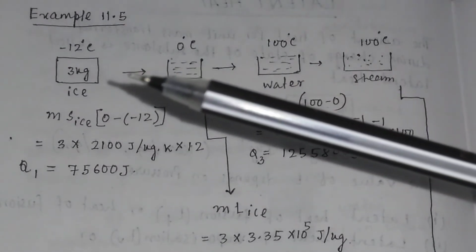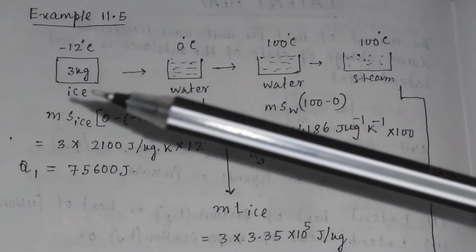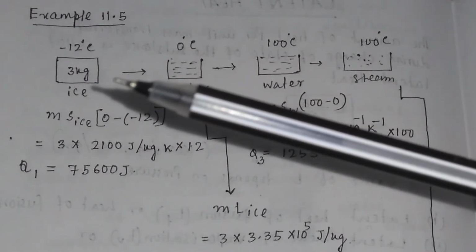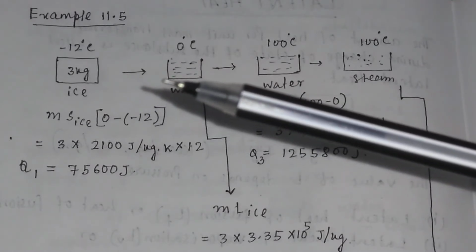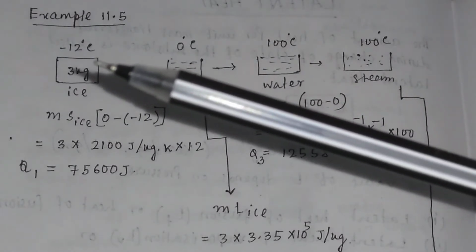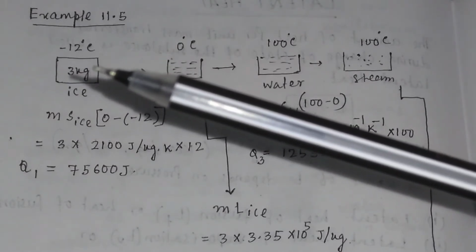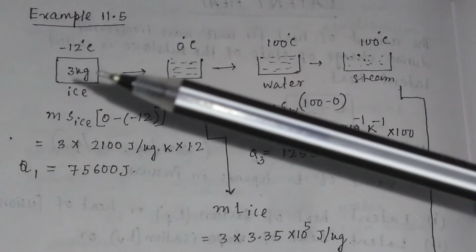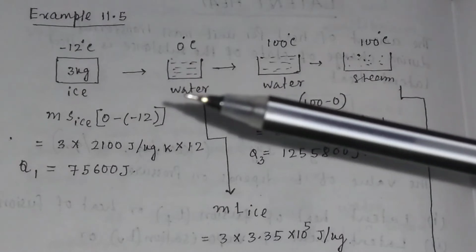So first there will be change of phase. During change of phase, there is no change in temperature. Ice is at minus 12 degree centigrade, so first ice will be converted into ice at 0 degree centigrade. First there will be a change in state of ice from minus 12 degree centigrade to 0 degree centigrade. Ice at 0 degree centigrade will then be converted to water at 0 degree centigrade.